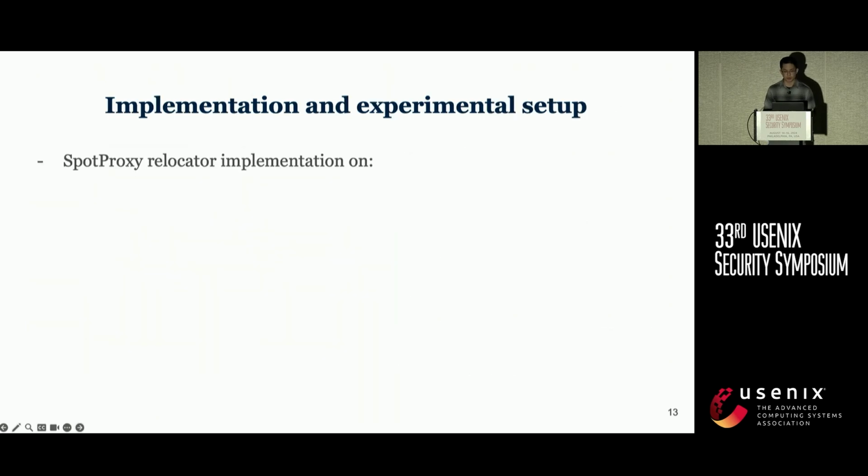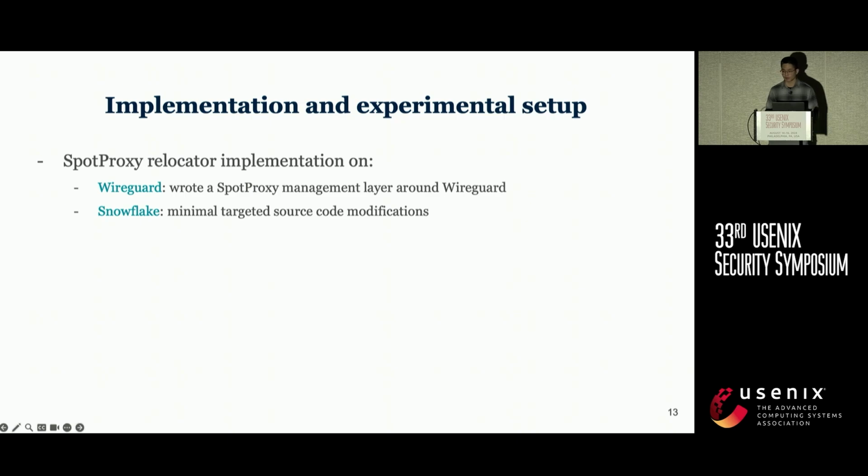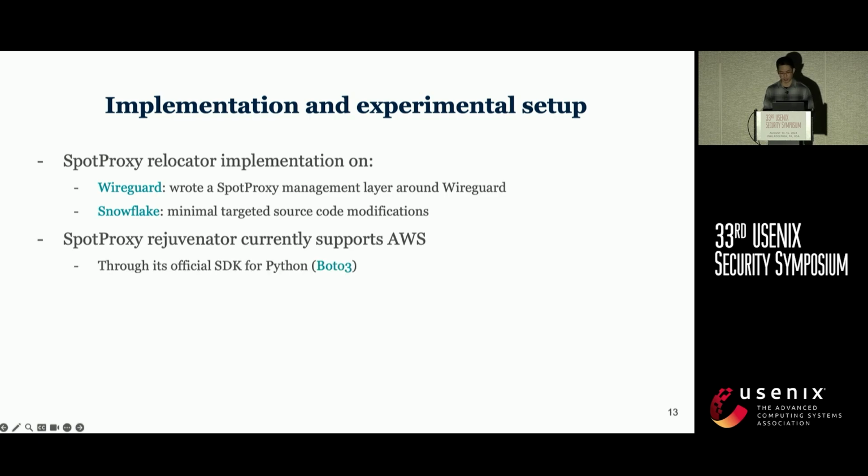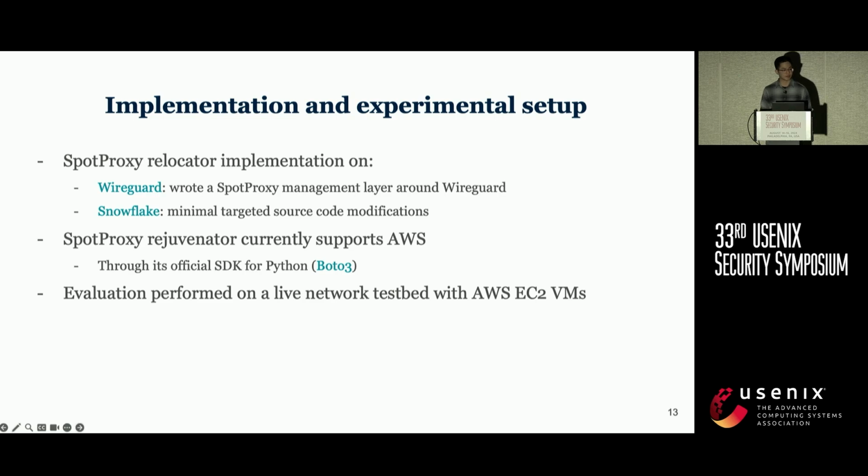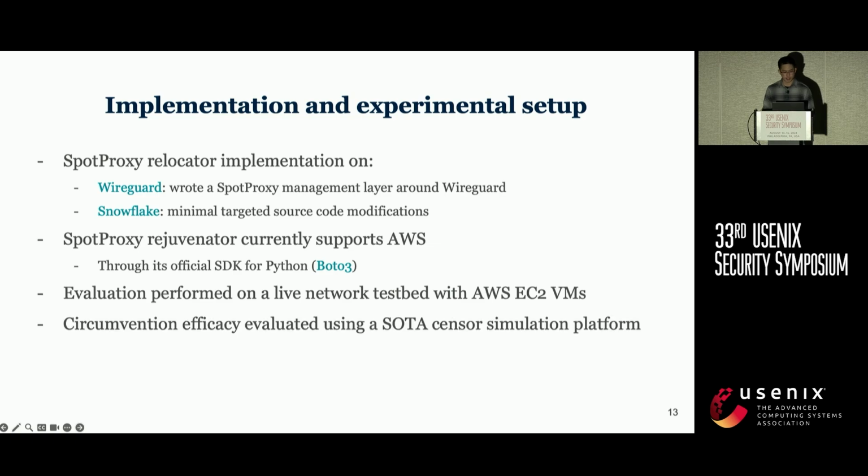So we've implemented our relocator on Wireguard. We wrote a management layer around Wireguard to enable this. And for Snowflake, we have done this using minimal targeted source code modifications because Snowflake already has a very well-integrated ecosystem. And our rejuvenator currently supports AWS using its official SDK for Python. We've conducted extensive evaluations using a live network testbed with EC2 virtual machines. And we've also performed a circumvention efficacy evaluation using a state-of-the-art censor simulation platform that you can find more details on in the paper.